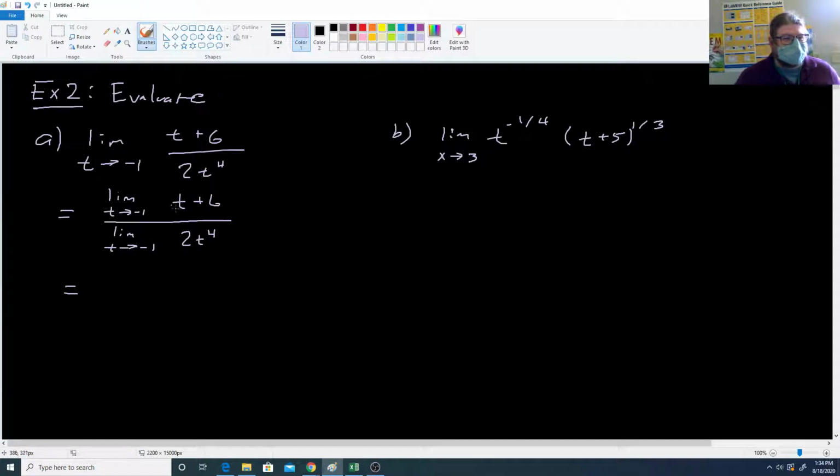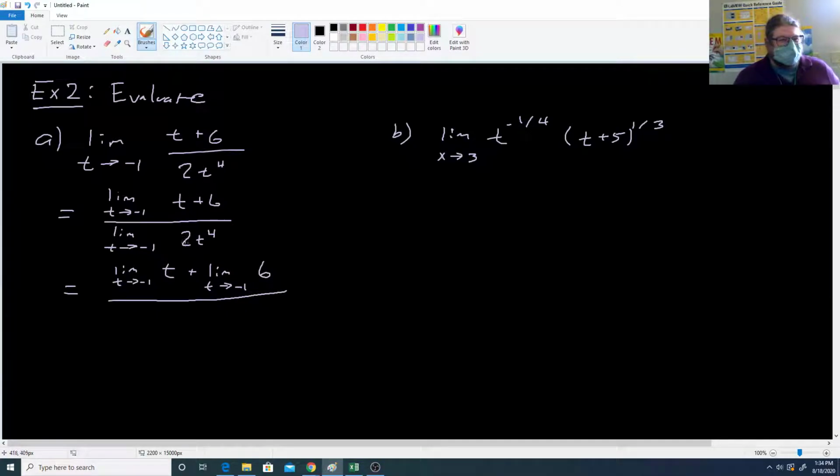Next, we're going to use the sum law here to break the top up. So the top becomes the limit as t approaches -1 of just t itself, plus the limit as t approaches -1 of 6. So that's a sum law to break the sum up.